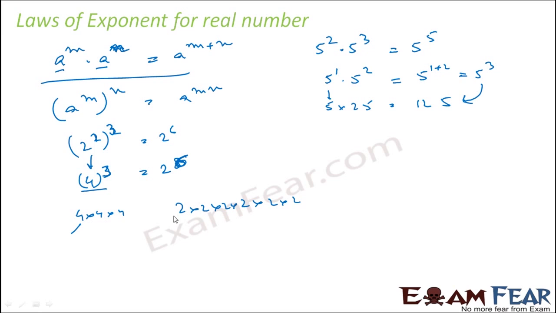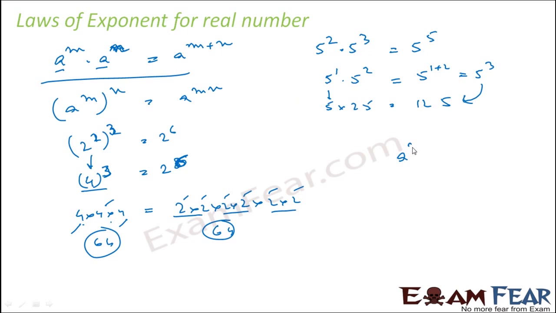Even if you don't calculate, this 4 is equal to these 2's, and this 4 is equal to these 2's, and this 4 is equal to these 2's. If you see, both are the same. And if you actually want to do it, 4 into 4 is 16, 16 into 4 is 64. You can do this: 2 into 2 is 4, 8, 16, 32, 64. Both sides you get 64.